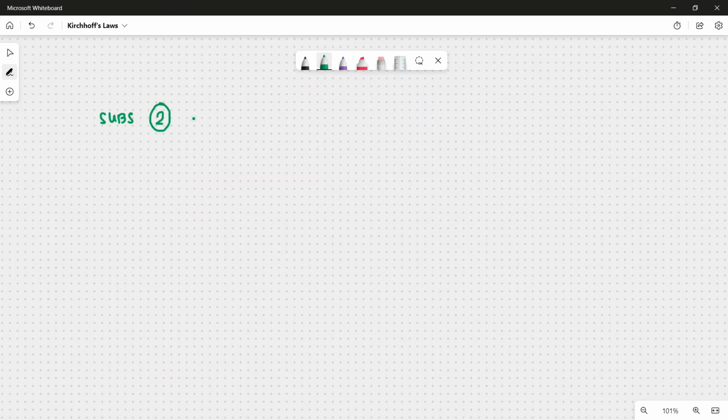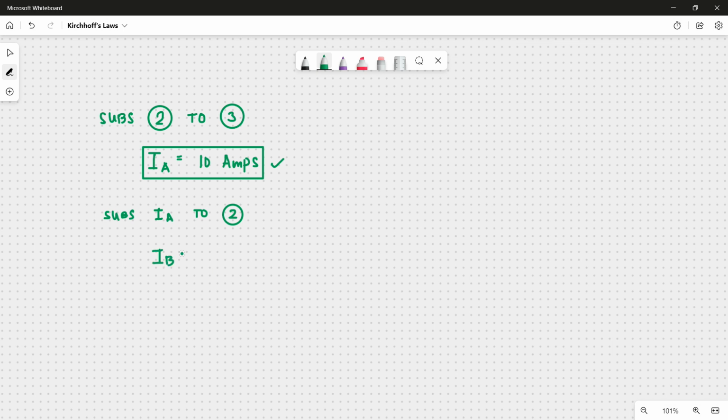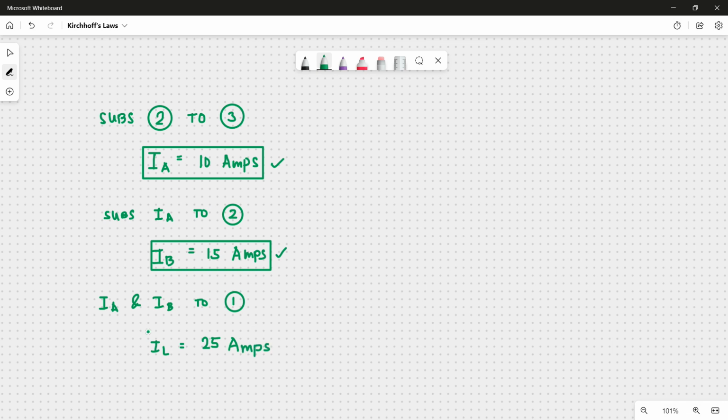Now let's do the math and substitute equation 2 to equation 3, and we'll get the current IA as 10 amps. Now we can use this to solve for IB using the second equation, and we'll get 15 amps. Lastly, for IL, from our first equation, IL is equal to IA plus IB, we'll get 25 amps.